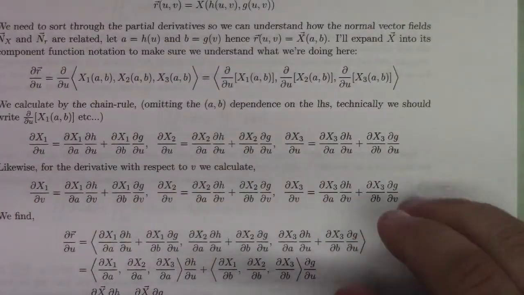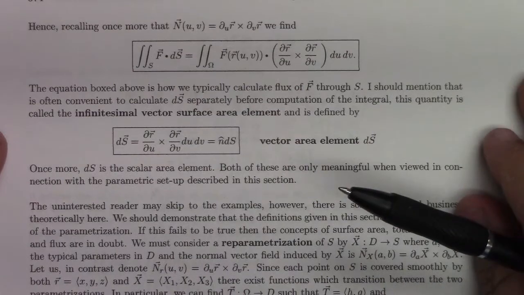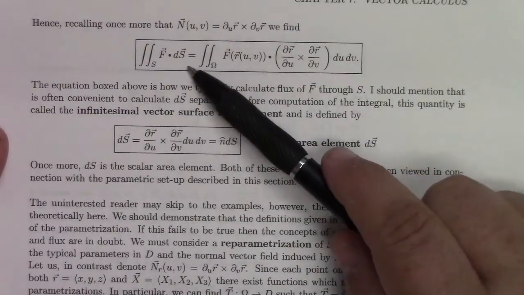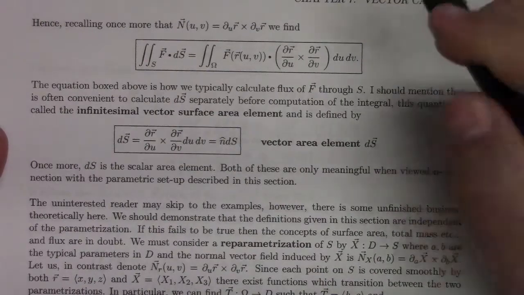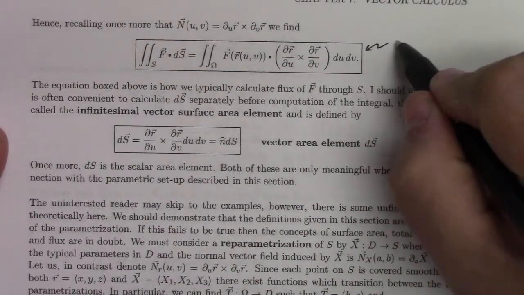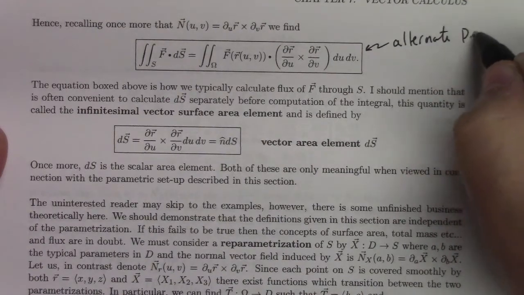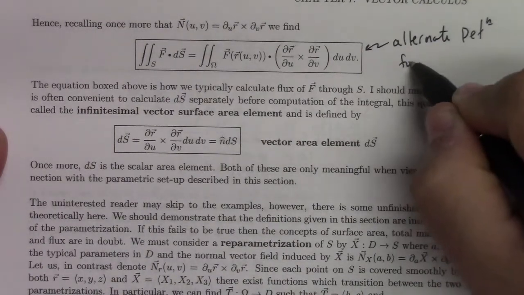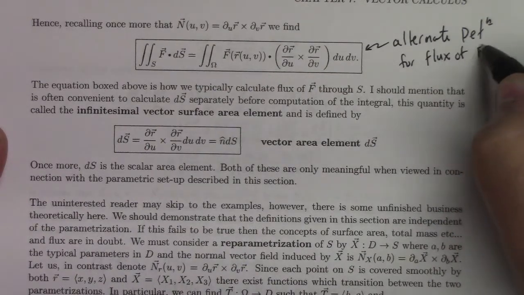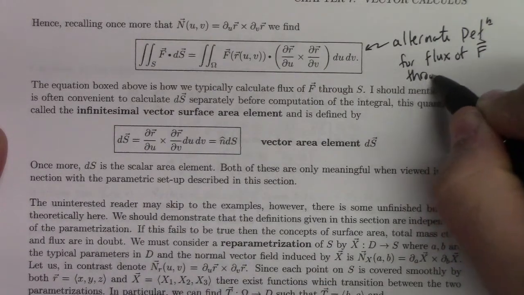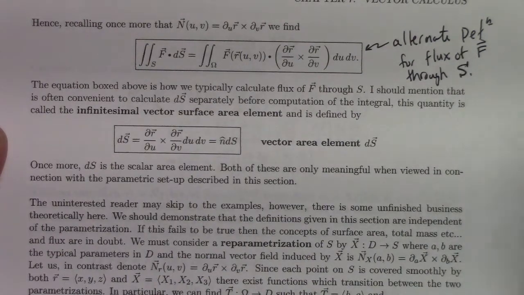And so in short, you could, in fact, and some books do, define the surface integral by this formula right here. So this is an alternative definition for the surface integral, an alternate definition for flux. And by the way, the flux of F through S, that is what the surface integral is calculating, right?